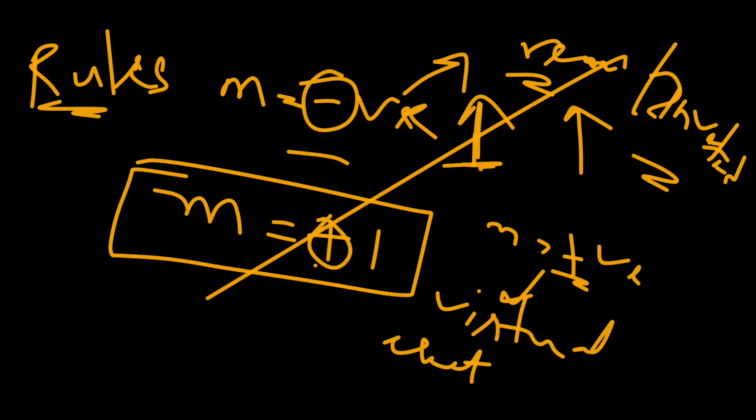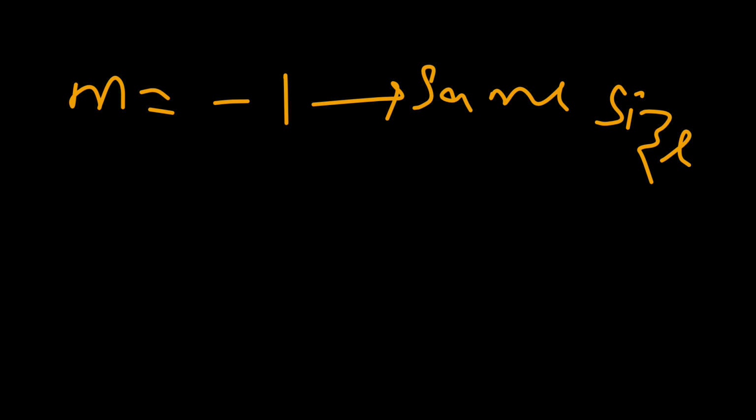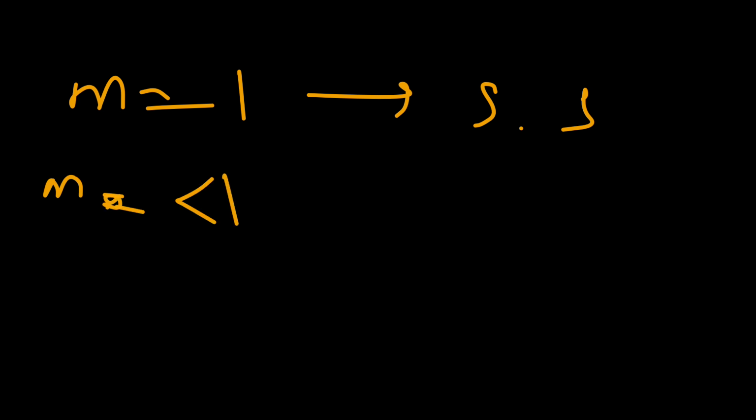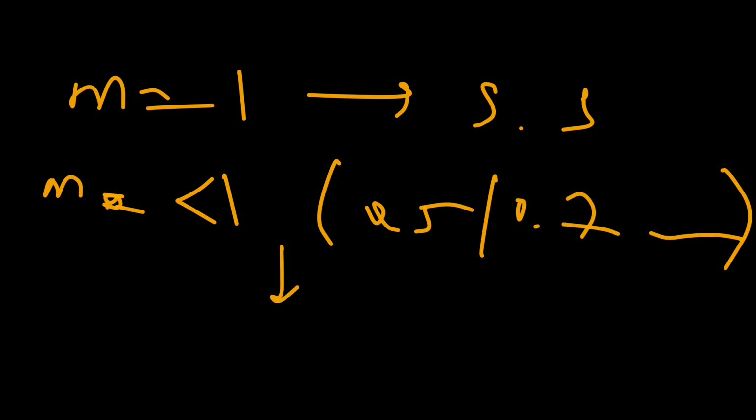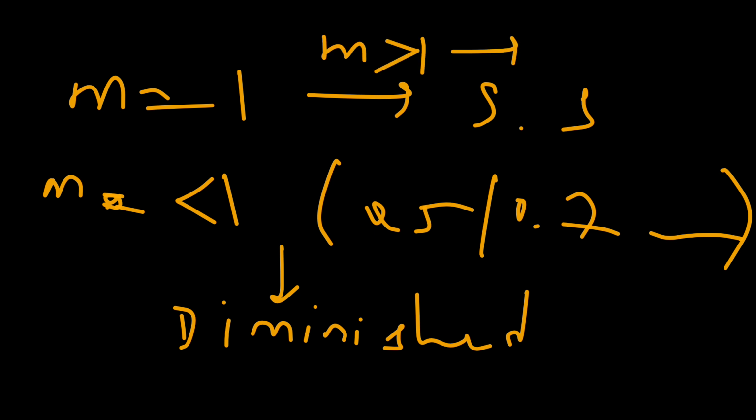It just depends on the sign, right? And also you need to remember one thing. If m is equal to 1, it is the same size. If m is less than 1, which means values like 0.5, 0.7, it is diminished. While writing the characteristics, you have to write that the image is diminished if m is less than 1. If you get an m value greater than 1, the image formed is enlarged.